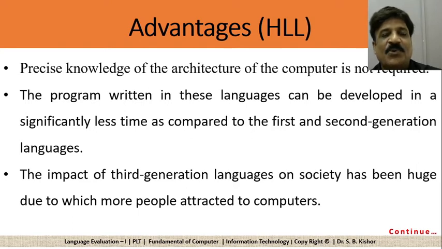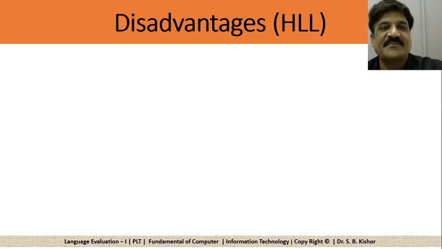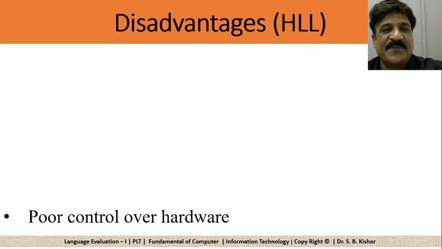Because of all these features, the computer has been used by various people for different purposes. Due to this, the computer has become popular, and many more people have started working with the computer from the third generation language onwards. Now, what are the disadvantages?